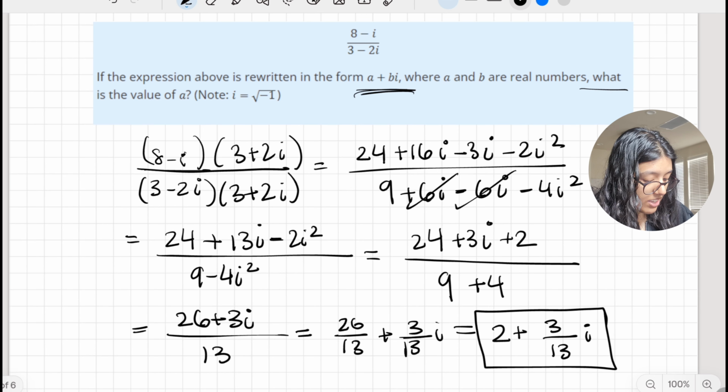They asked us, what is the value of a? Well, we know that this is a and this is b, if we look at this part right over here. So we can say that a is equal to 2.